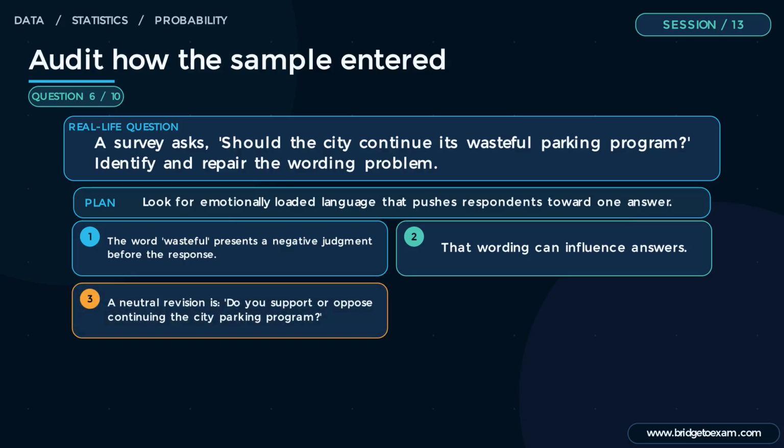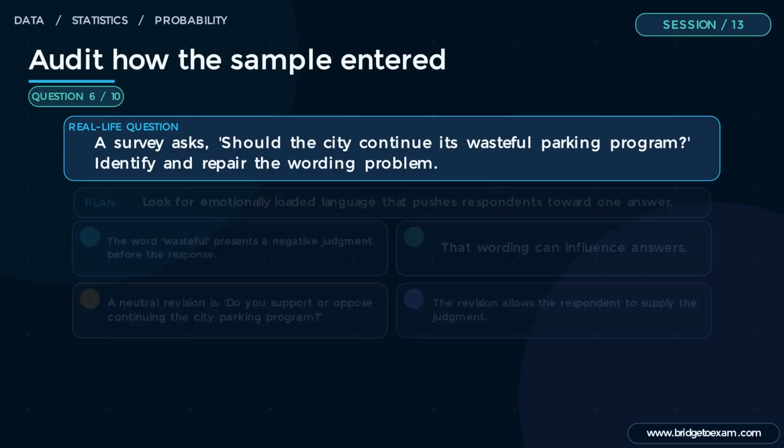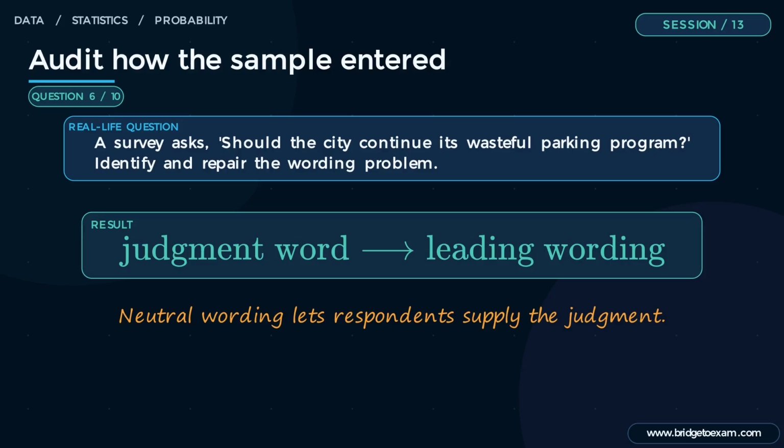Step 3. A neutral revision is, do you support or oppose continuing the city parking program? Step 4. The revision allows the respondent to supply the judgment. Quick check. A fair question describes the policy without signaling the preferred answer. This matters in real life because public agencies need neutral wording to measure opinion rather than create it.